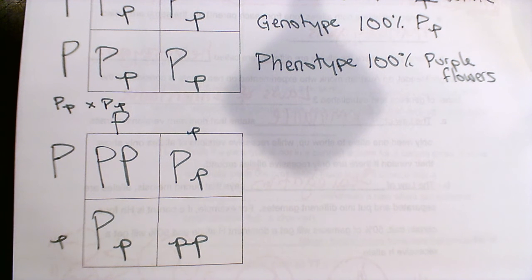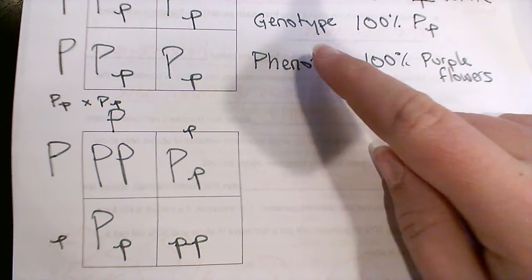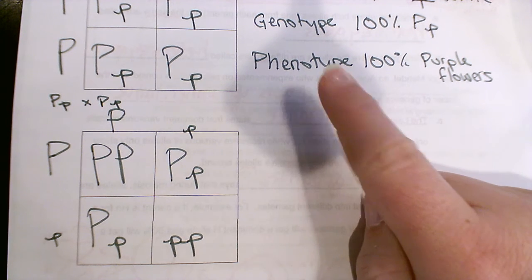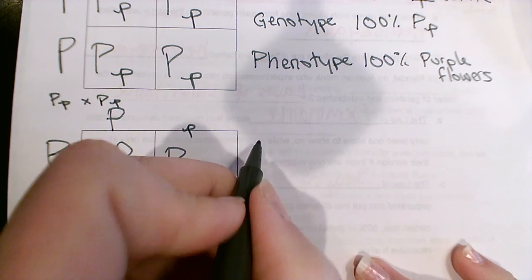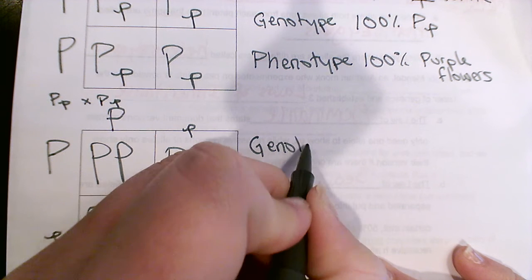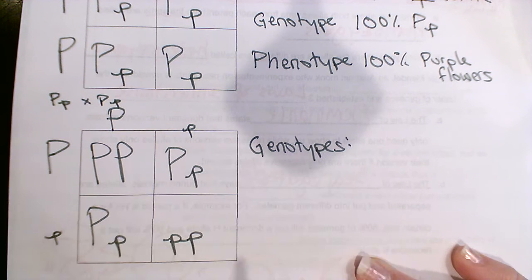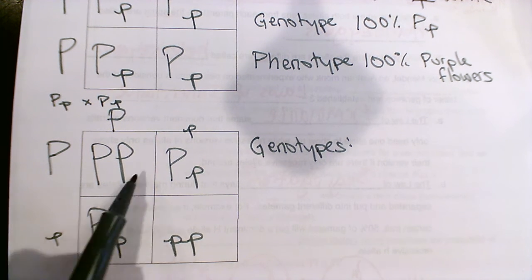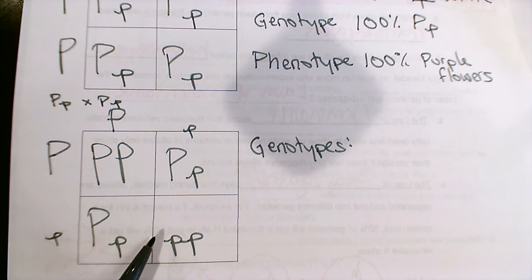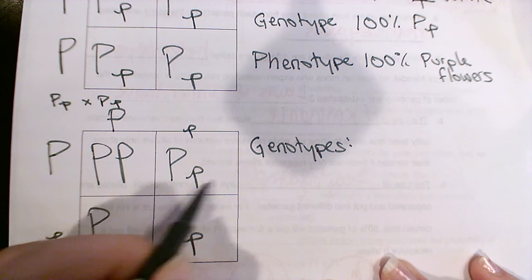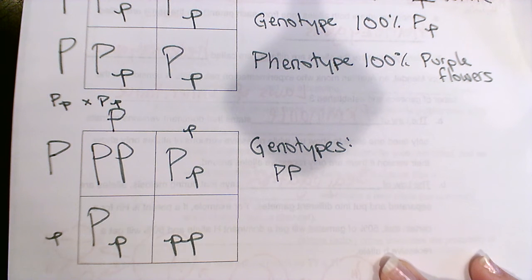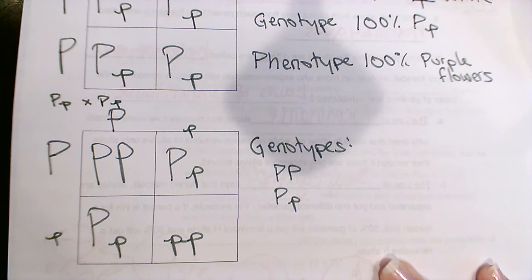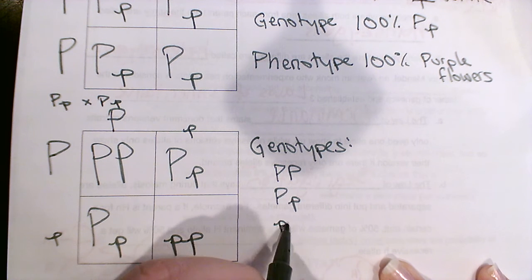Okay, so we're going to kind of do the same thing we did up here. Let's list off the genotypes and their probabilities and the phenotypes and their probabilities. So genotypes. Okay, so how many different allele combinations would we expect in this next generation? Okay, so they could be capital P, capital P, or capital P, lowercase p, or it could be two lowercase p's.